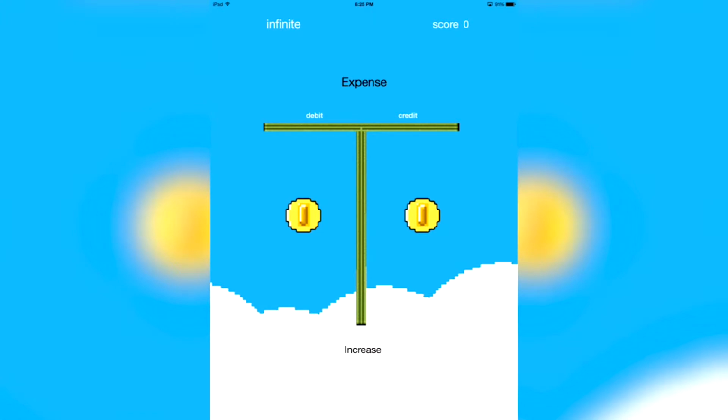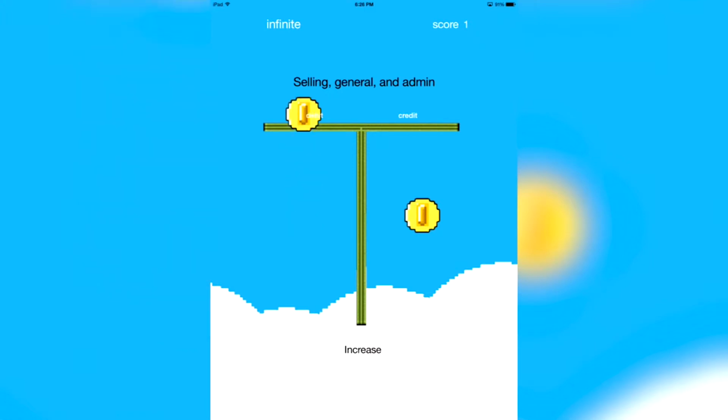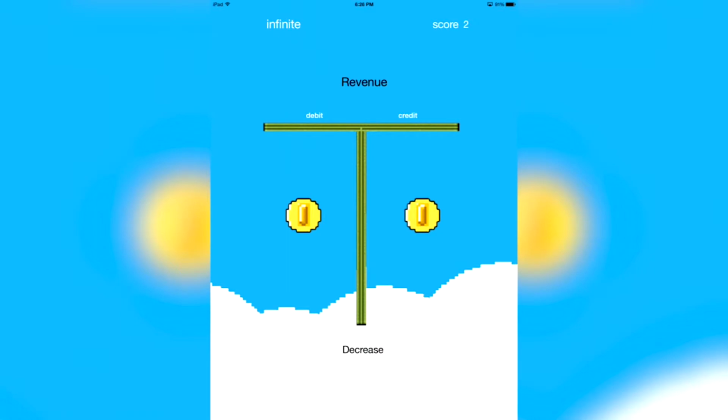Expenses increase with a debit. You see on this T account we have a debit on the left, credit on the right, and so increasing expense would be a debit. Selling, general, and administrative: there's two ways to approach this. If you're just starting out, you must first identify which of the 5 categories this fits in. Selling, general, and admin, or SG&A, is an expense account. Once you understand that, you can increase or decrease. So increase an expense with a debit. It's really a two-part problem.